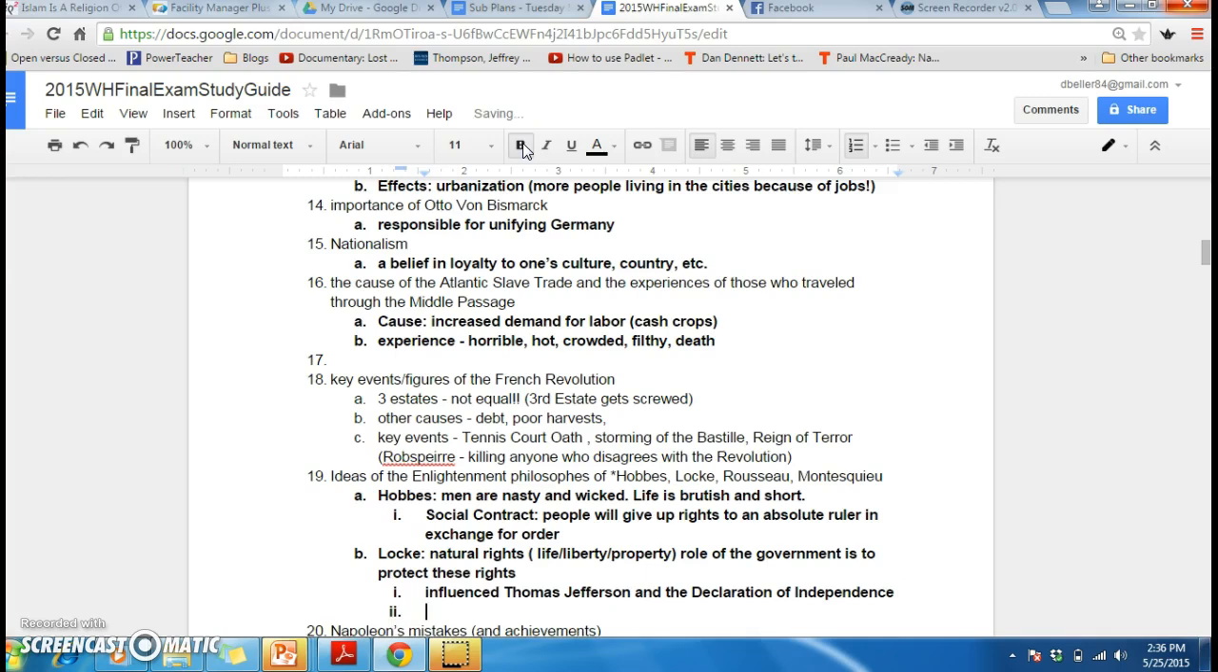Right, Rousseau. Rousseau is a French philosopher, Enlightenment philosopher. Has a different social contract than Hobbes. Rousseau believes that people are naturally good, and they will voluntarily give up certain rights and liberties for the general good.